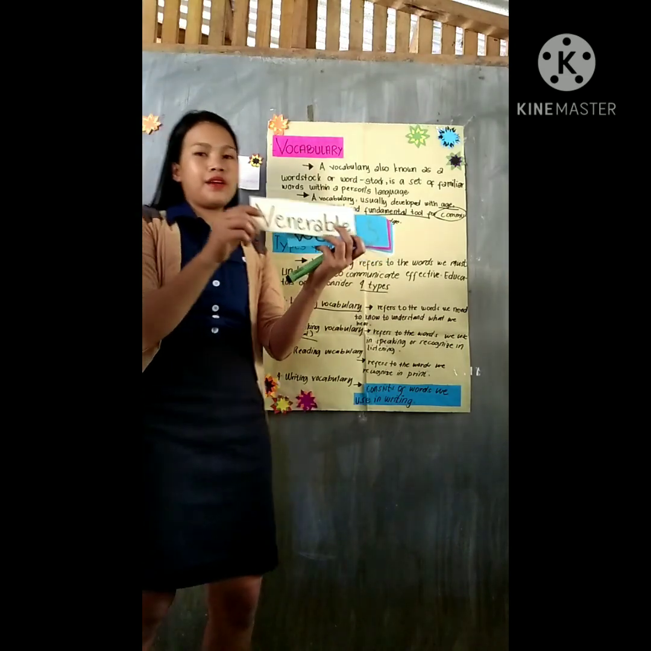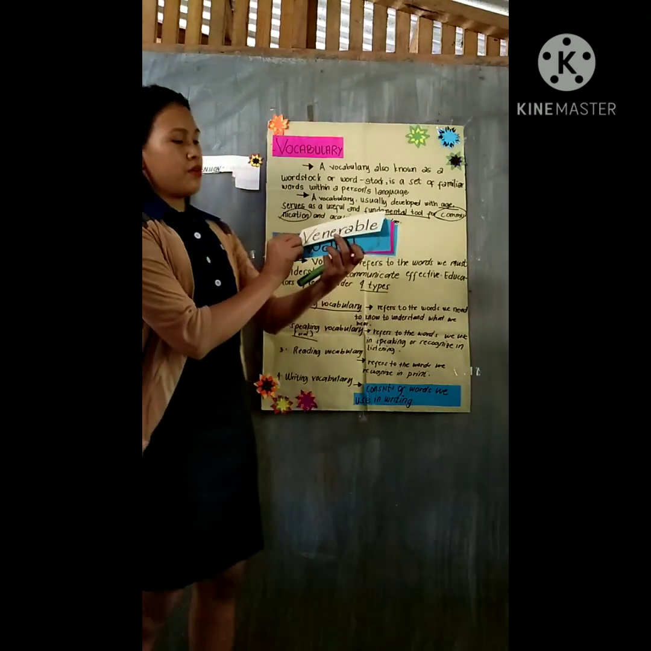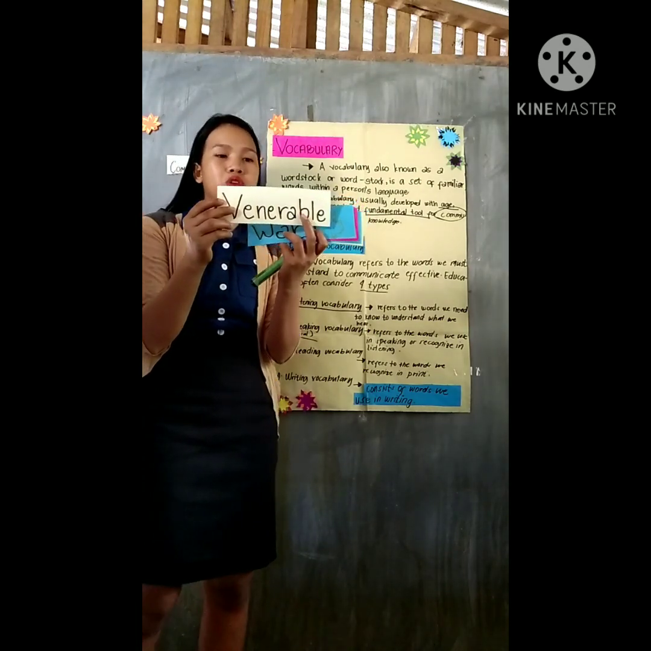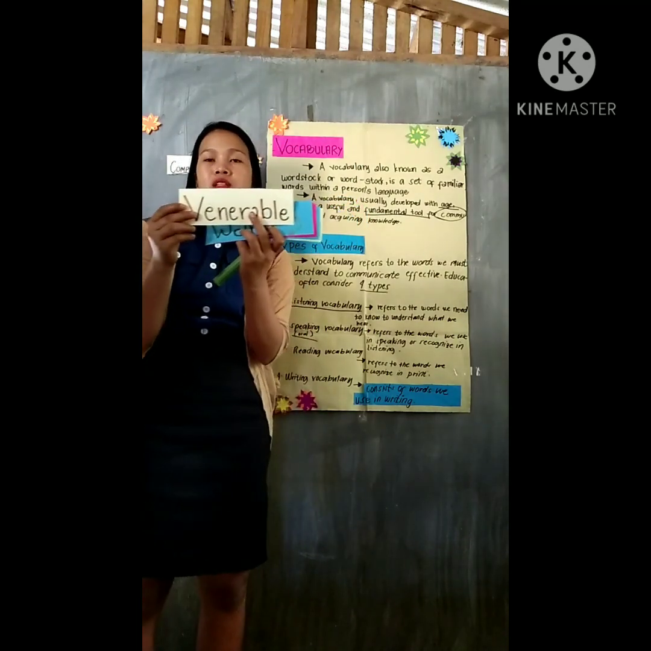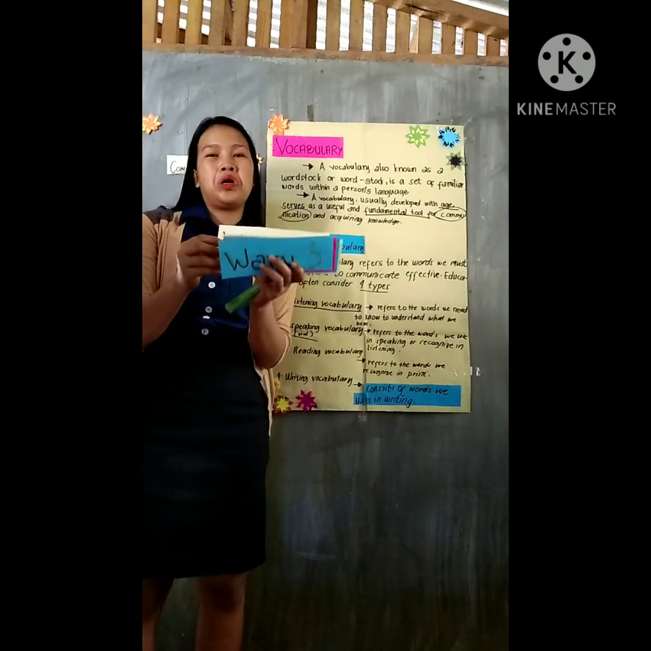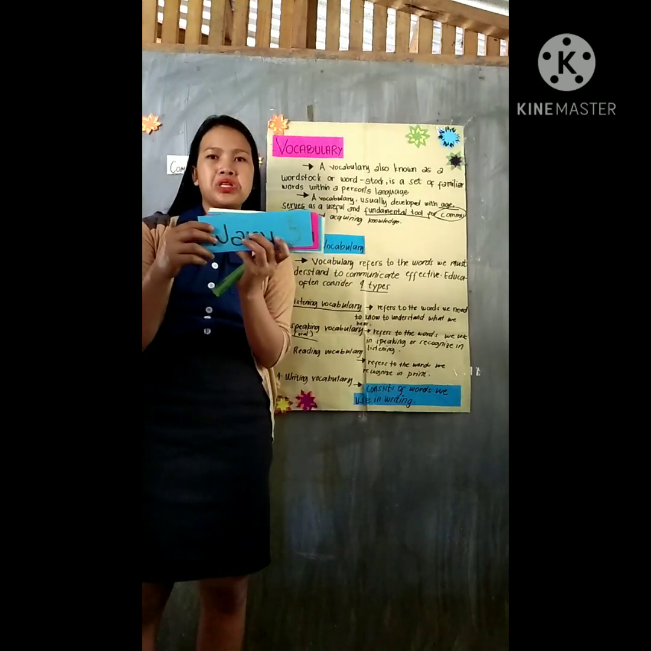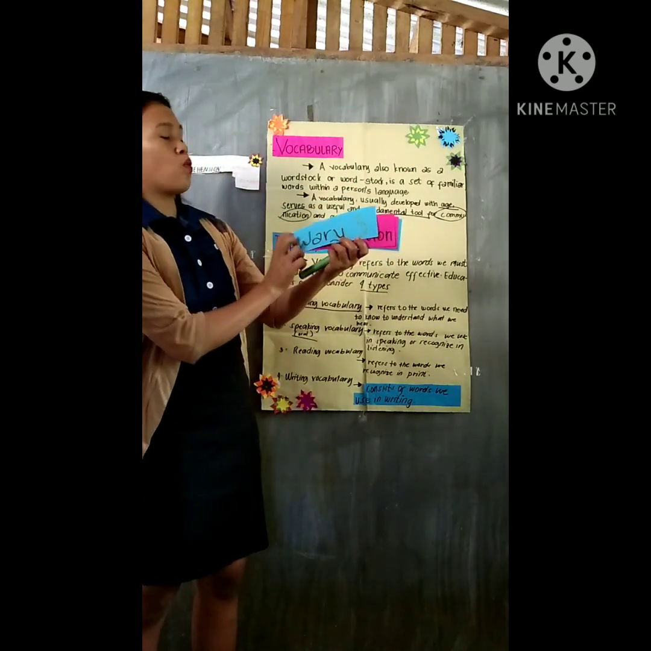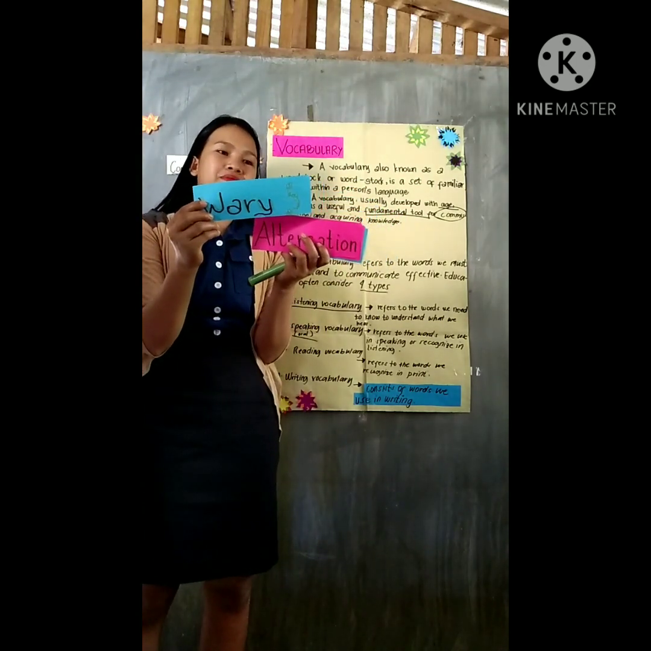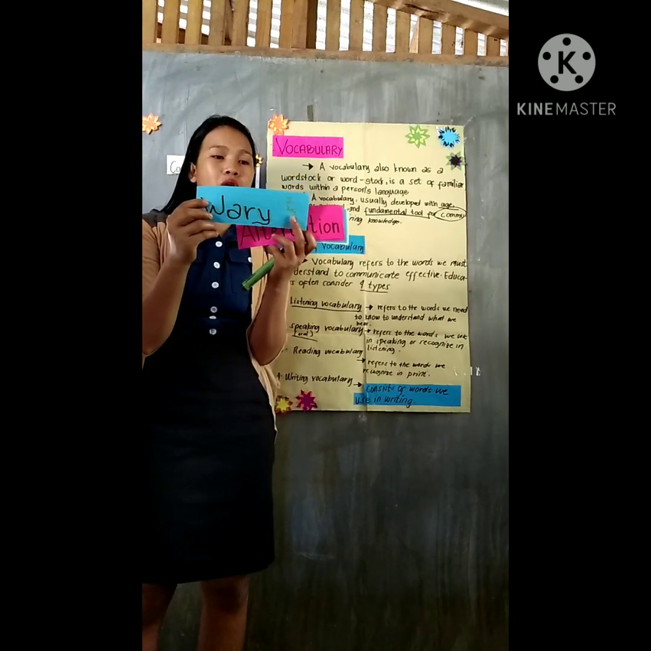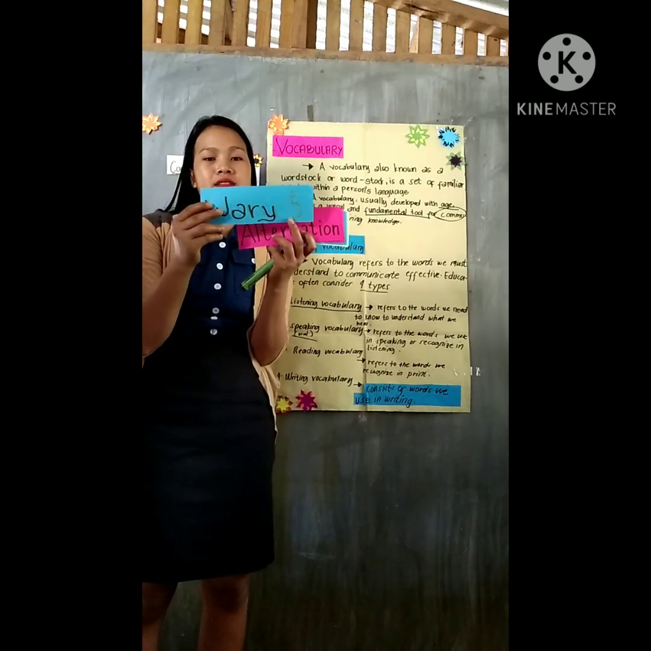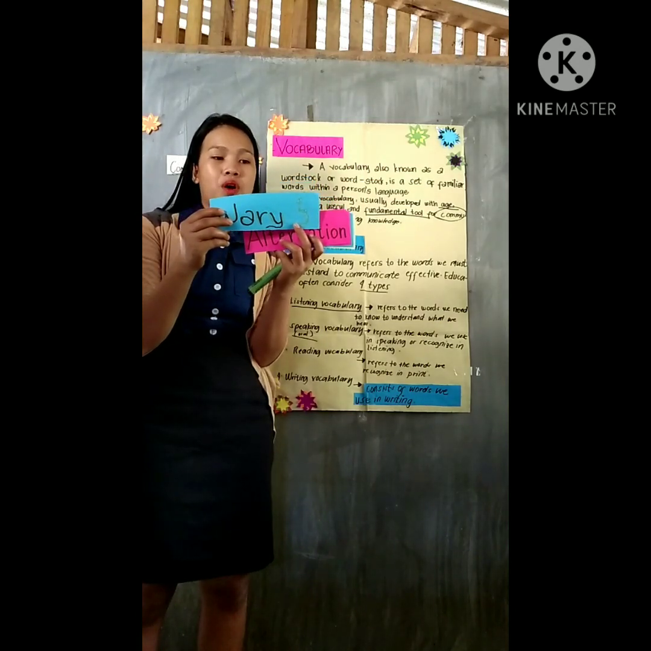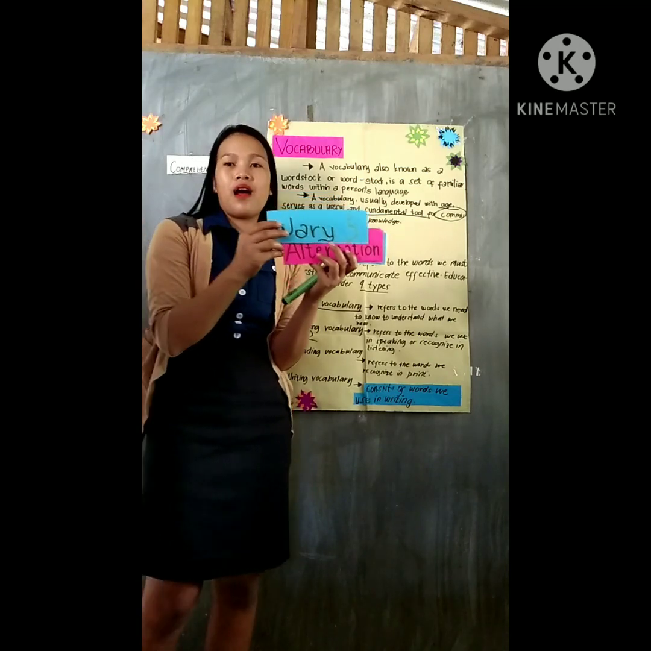Next is venerable. Venerable means respectable because of age or made sacred, especially by religious or historical association. Next is wary. Wary is not having or showing complete trust in someone or something. For example, the store owner kept a wary eye on him.